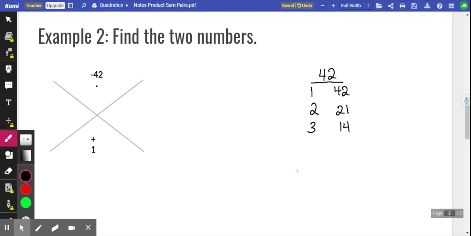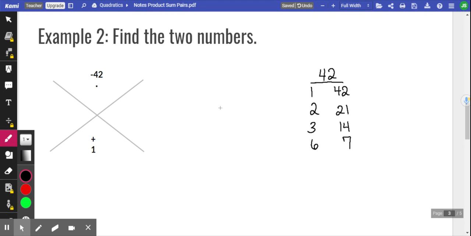Let's try 4. 42 divided by 4. Oh, that's a decimal. Not going to work. 5 I know isn't going to work because it doesn't end in a 0 or a 5, so I'm not going to check it. 42 divided by 6 gives me 7, so 6 times 7 would work. And then if I keep going, oh, I already have a 7. So that's all of my factor pairs right there.